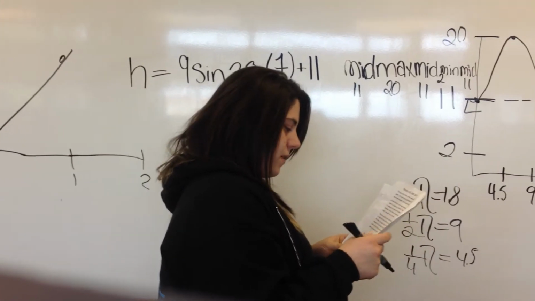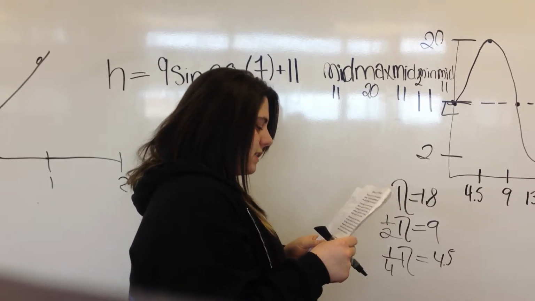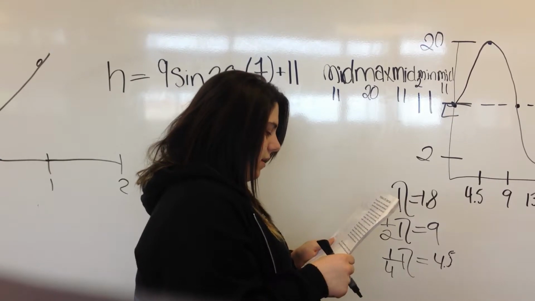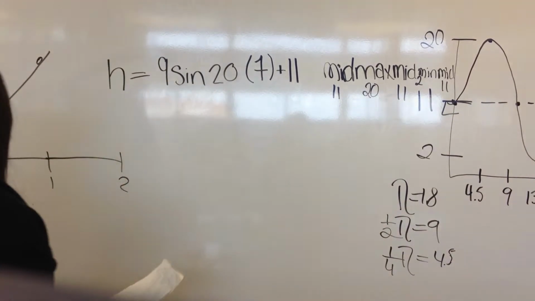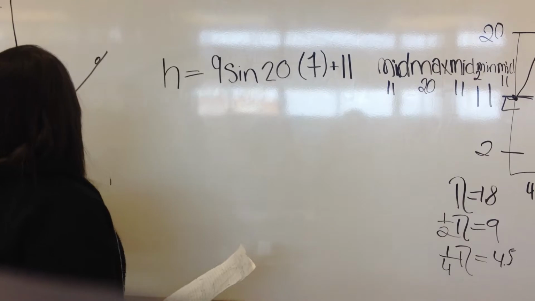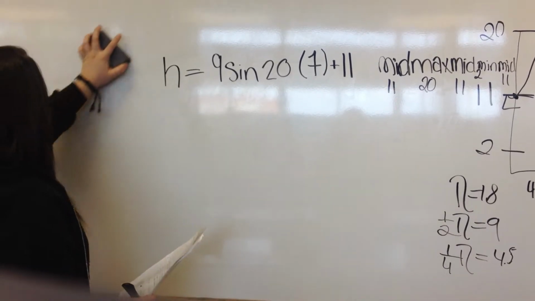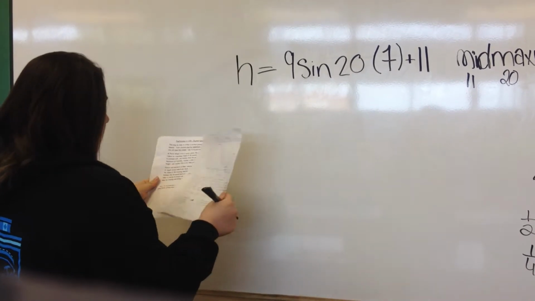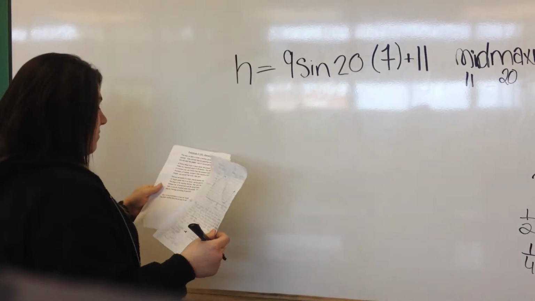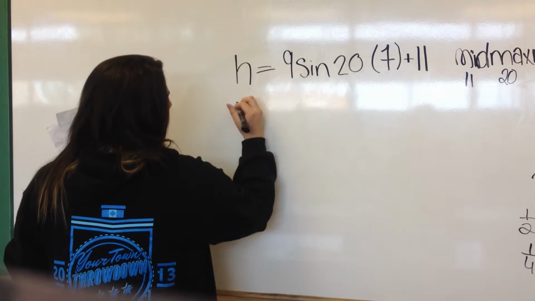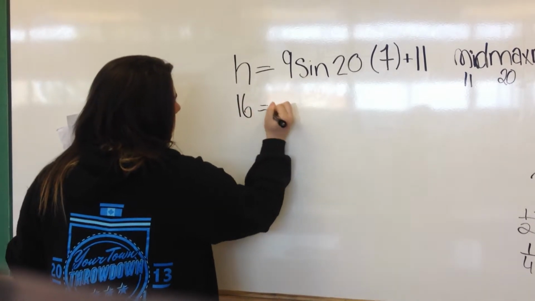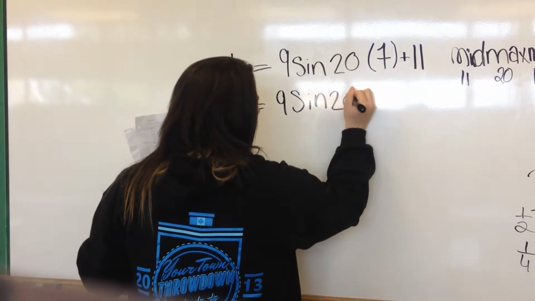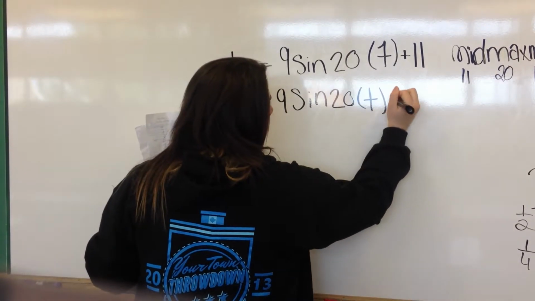Question number 2. Give the 2 times between 18 seconds and 36 seconds that the rider is exactly 16 meters above ground. Okay, well that's simple since we know our equation. All we have to do is fill in our equation with numbers. So they want to find out when it's 16 meters above the ground, so for height, we would put 16 equals 9 sine 20t plus 11.